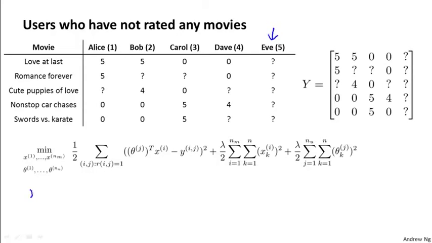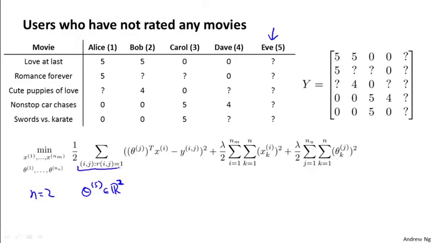Let's say that n is equal to 2, and so we're going to learn 2 features, and we're going to have to learn a parameter vector theta^(5), which is going to be in R^2. Remember, these are now vectors in R^n, not R^(n+1). We're going to learn a parameter vector theta^(5) for our user number 5, Eve.